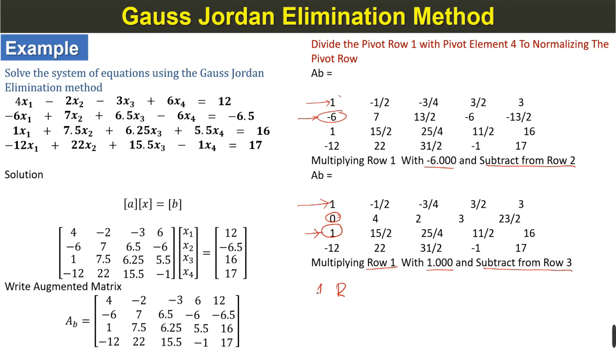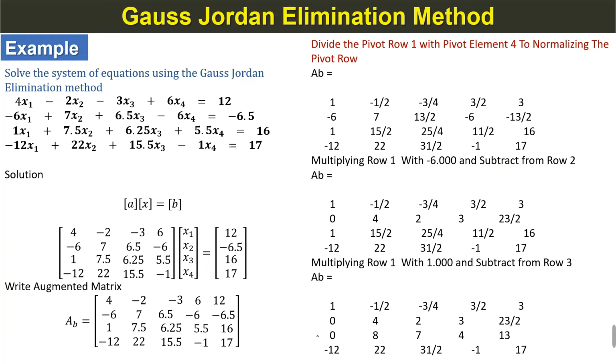So we multiply row 1 with 1 and then subtract this one from row 2 and from row 3. Okay, so we get this one and this is eliminated. This is equal to 0. Next we multiply this equation and subtract from this one.